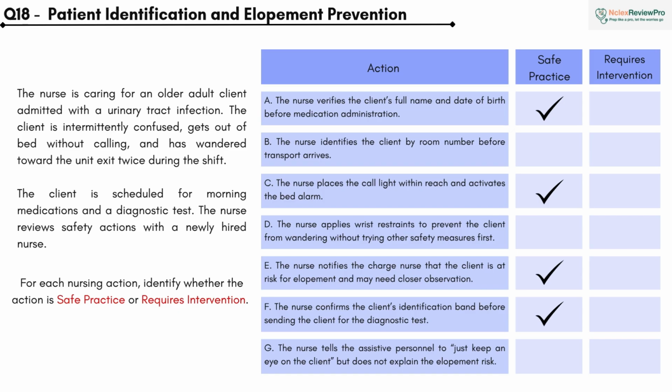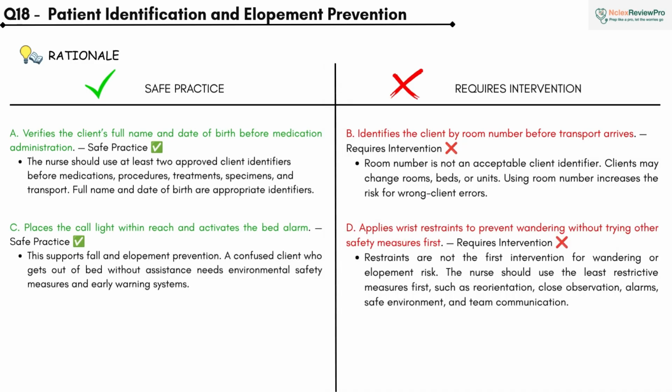The actions that require intervention are: option B, identifying the client by room number before transport arrives. Option D, applying wrist restraints to prevent wandering without trying other safety measures first. And option G, telling the assistive personnel to just keep an eye on the client without explaining the elopement risk. Let's look at the rationales. For option A, verifying the client's full name and date of birth is safe practice. The nurse should use at least 2 approved client identifiers before medications, procedures, treatments, specimens, and transport.